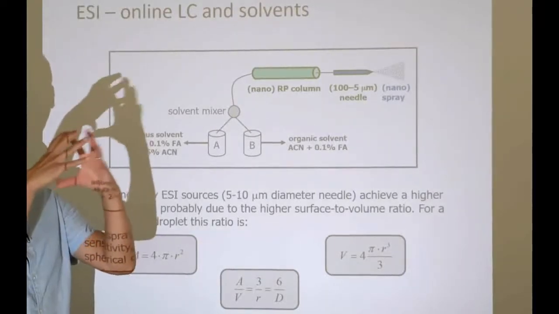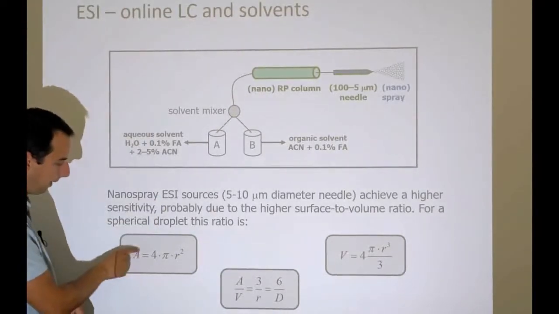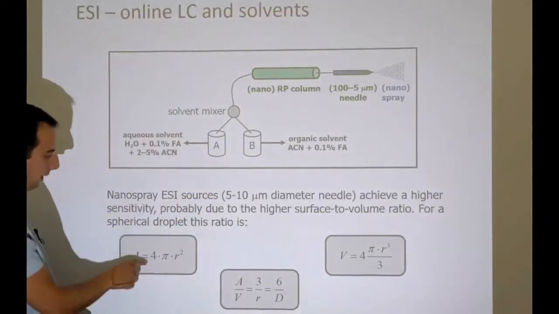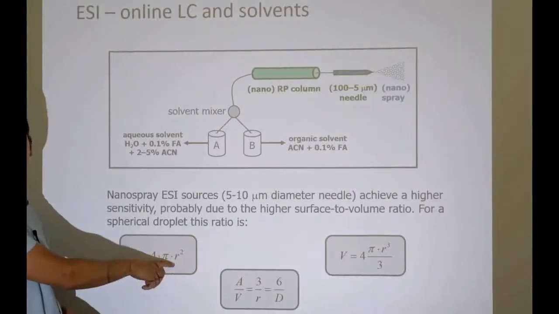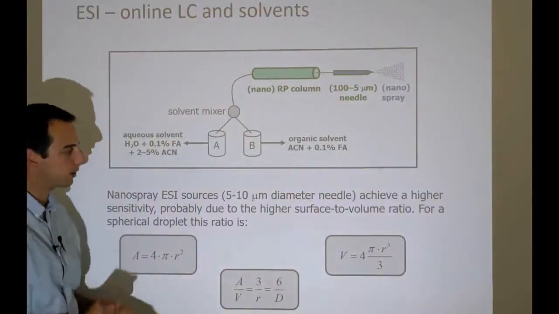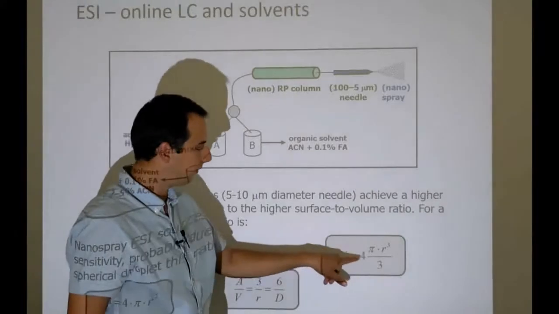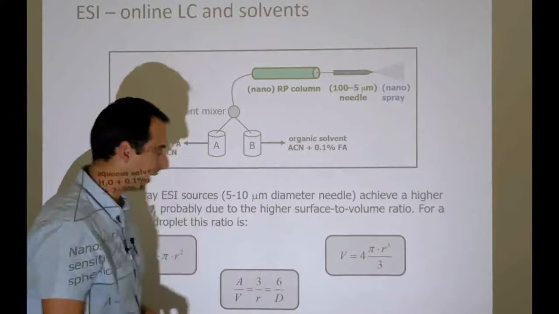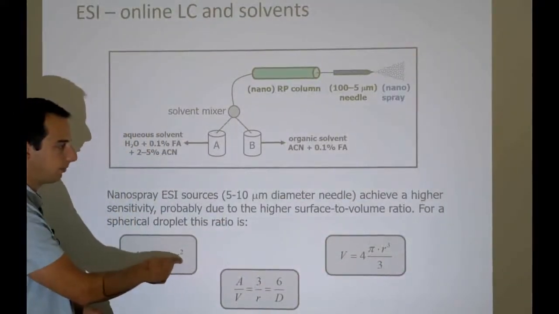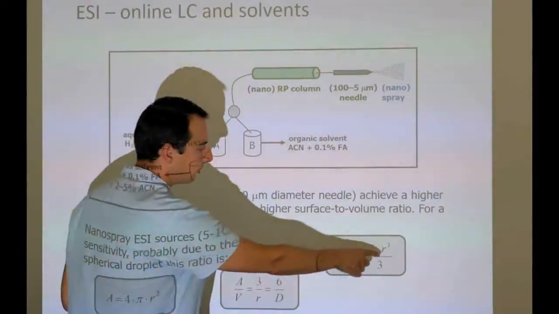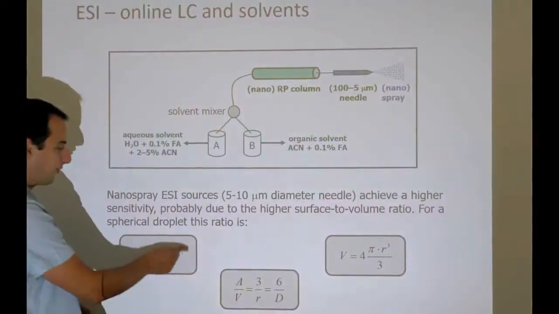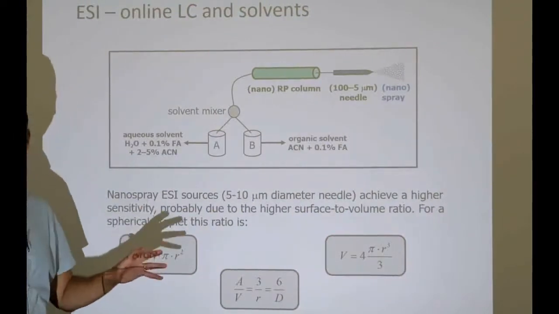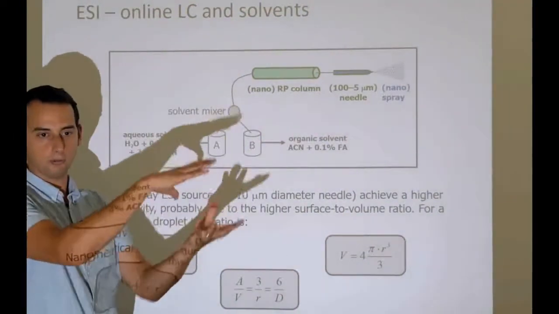If you think of a droplet as a sphere, the area of a sphere, which is the outside of the sphere, the exposed surface, is 4 pi r squared. Okay, look it up in your mathematics textbooks. The volume is 4 pi r to the third divided by 3. So we have a square relationship and a cube relationship here. This is logical because the area compared to the volume, okay?